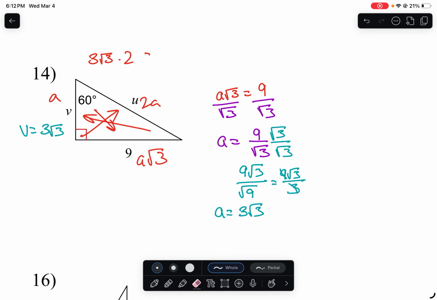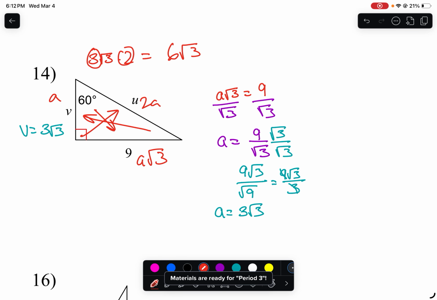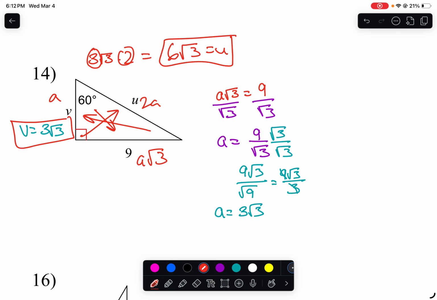Anyhow, I do 3 root 3 times 2. I end up with 6 root 3. Remember, you multiply the numbers on the outside, you multiply the numbers on the inside of the radical. So I get 6 root 3, and I can't simplify that. That's my u. So I got my v and my u.